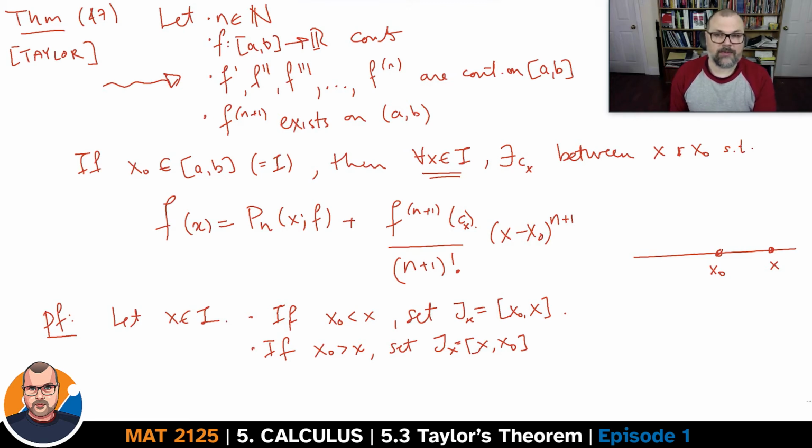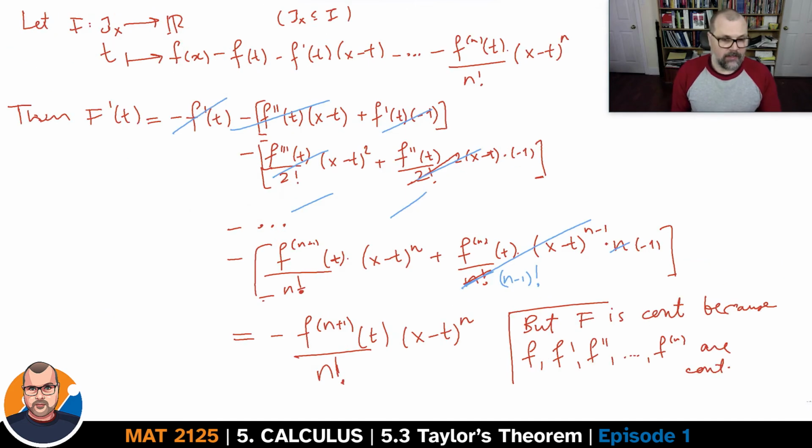Well, even though it wasn't explicitly stated here, it was implied by this strong assumption. And f is continuous on its interval here, J_x. These derivatives are continuous on J_x because J_x is contained in I, and derivatives are continuous on the full interval I. They're also continuous on a subset.